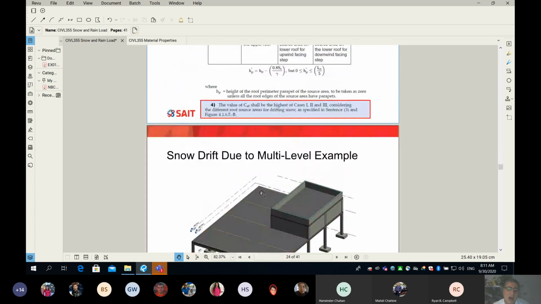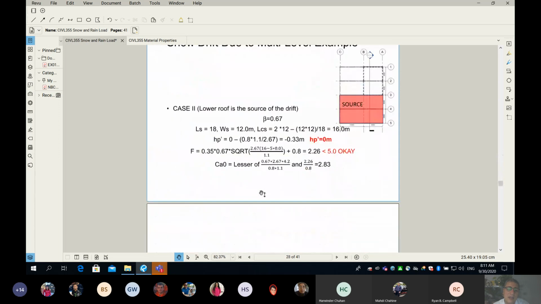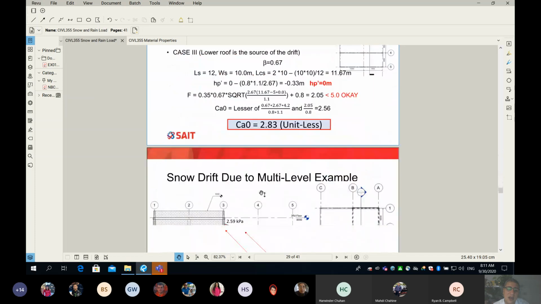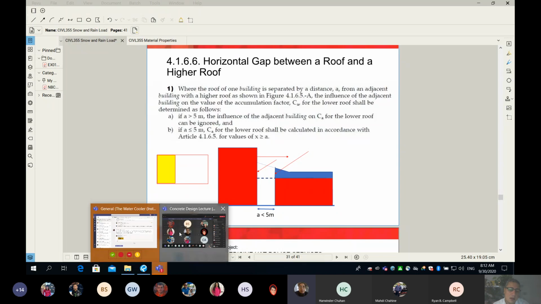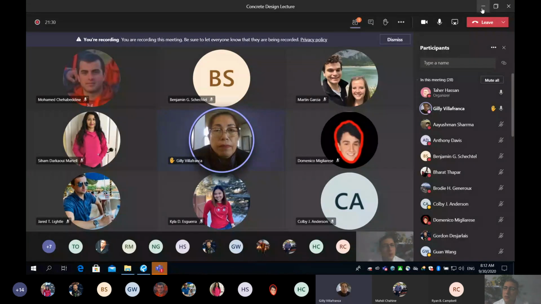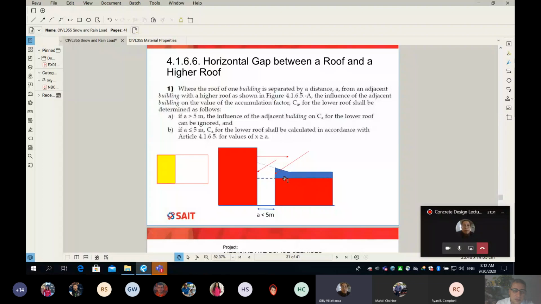Let me ask you, if the higher roof is simply occupying the width of your building, the entire width, like this picture here, is there any case number 3? Please let me know. I need your input. Go ahead, go ahead. I think there is no accumulation of case 3.